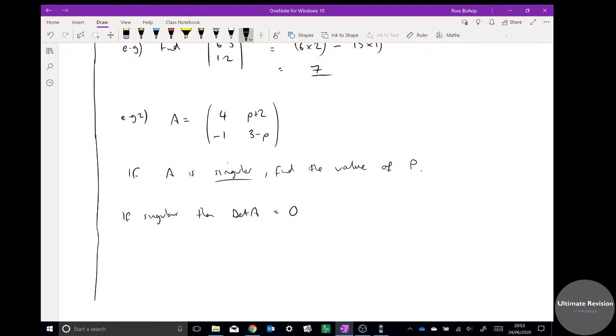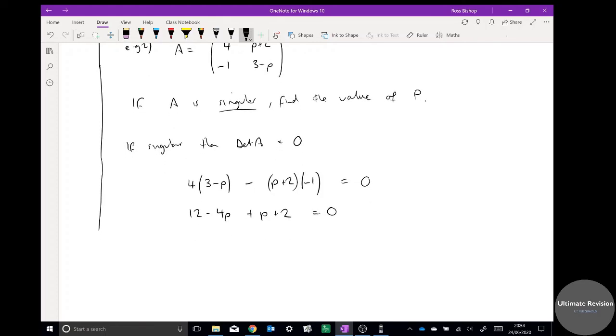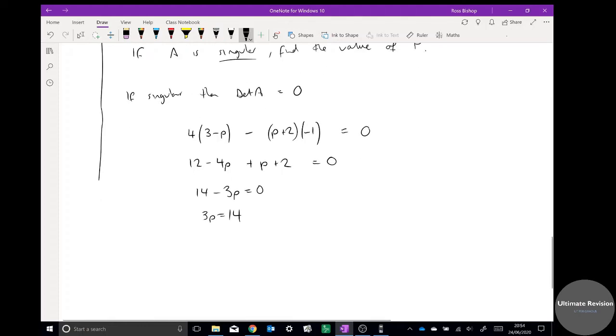So the determinant of this matrix is 4 times 3 minus P, subtract P plus 2 times negative 1. That's the determinant, and that must equal 0. So let's work this out. I get 12 minus 4P, minus, let's just make that a plus 1, so it's going to be plus P plus 2, equals 0. So I end up with 14 minus 3P equaling 0. 3P equals 14. P is 14 over 3.